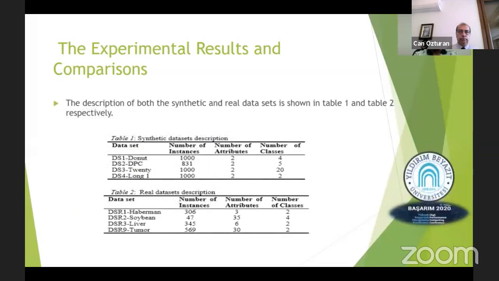So these two tables describe both the synthetic and the real data sets. These are the attributes of the data sets that we have used in the experimental results. We have the number of instances, the number of attributes, and the number of classes.